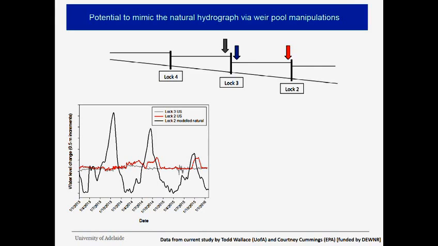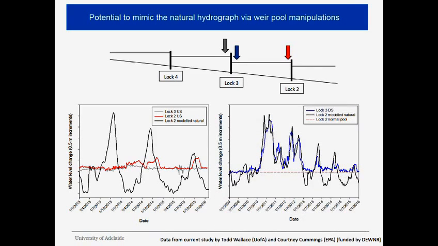And so this could be seen as disheartening, saying, well, there's no way that we can reinstate a 3 metre change in water level at the weirs. However, this time series, which is a little bit extended, is from 2009 until 2016. The black line again is the modelled natural change in water level, and the blue line is the change in water level downstream of Lock 3. So this is currently recorded conditions.